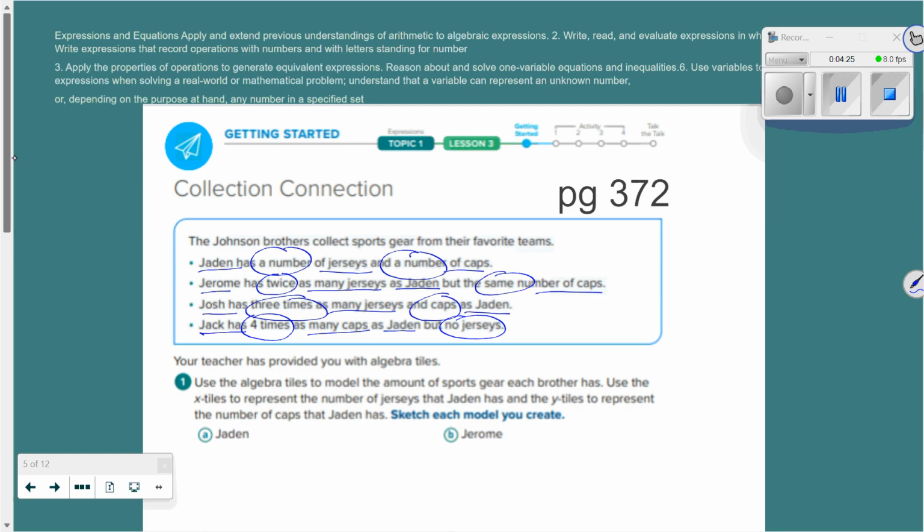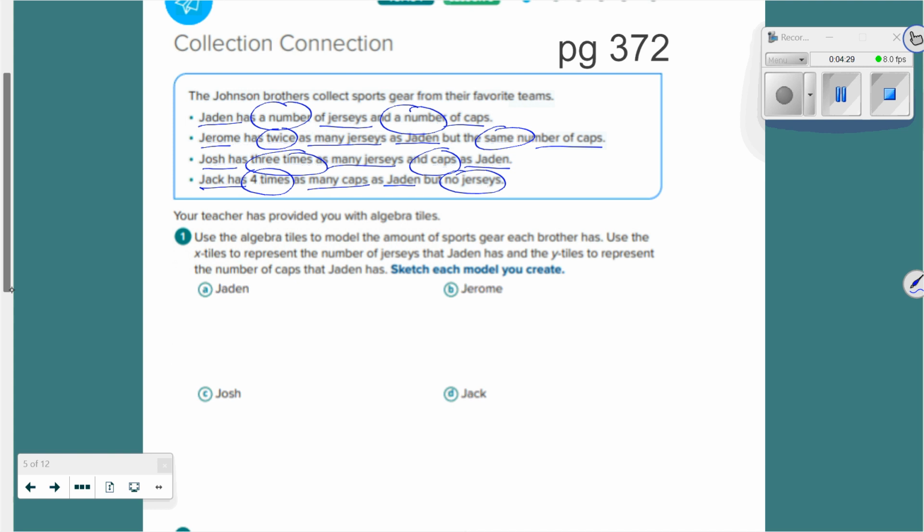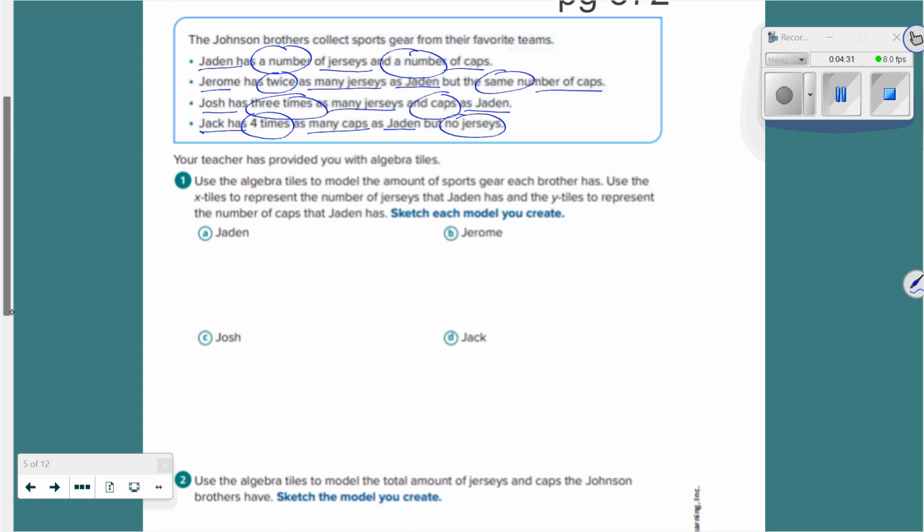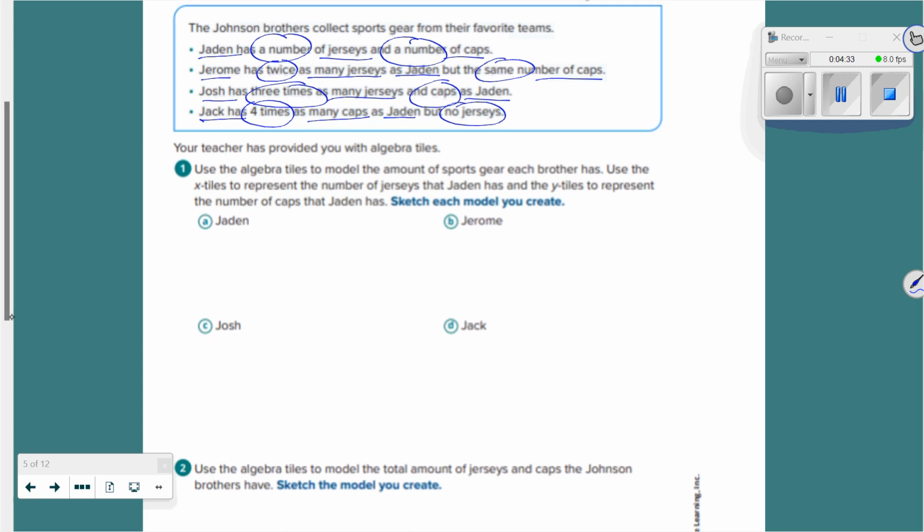Okay, so that's a lot of information about the brothers, right? So they want you to model it as if you were using algebra tiles. So I'm going to do the first one with you, and then I'm going to let you do the other 3. What does it tell us about Jaden? Has a number of jerseys and caps. Do we know what the number is? No. So how would I model that?